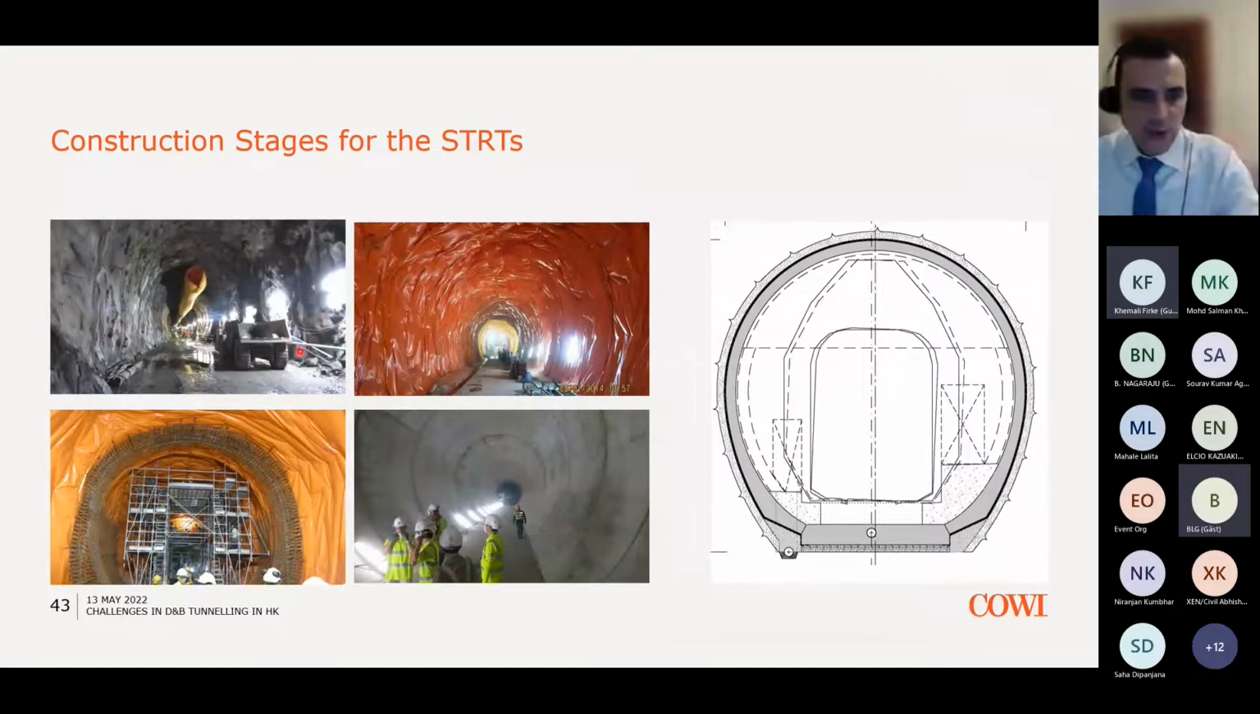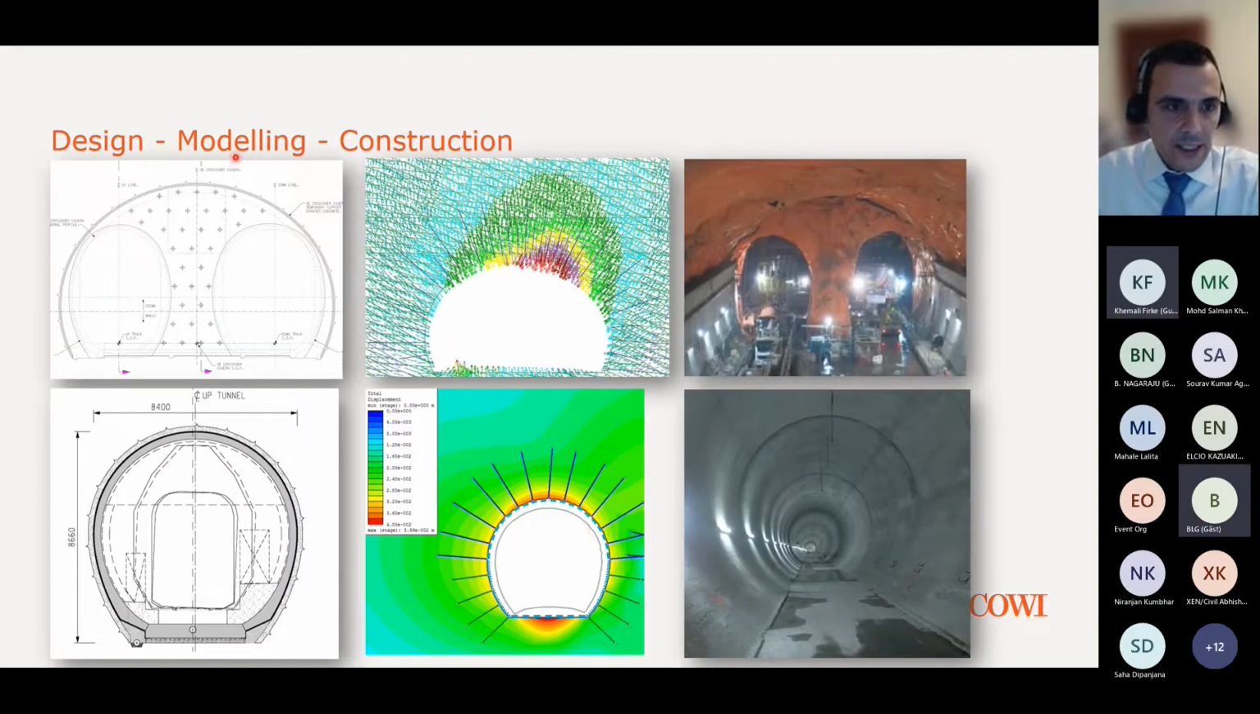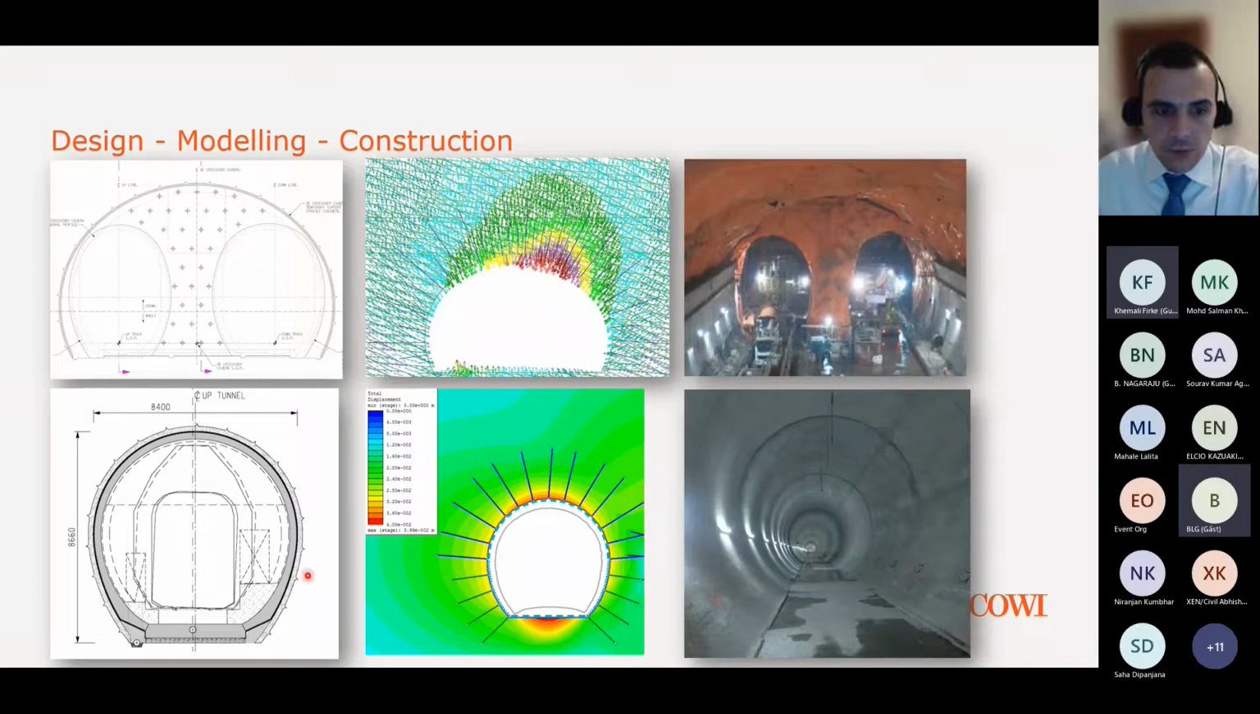A similar slide showing the construction sequence for the single track running tunnel. Here you can see the sprayed concrete being applied, the waterproofing membrane, some reinforcement that was required in junctions or in areas of poorer ground conditions, and then the final permanent lining, and you can see how good a job was done. A couple of slides here on the design, what was shown in the drawings, the modeling, and the final construction, how it was built, and that's for the cavern here at the top. At the bottom, you can see the same for the single track running tunnel.